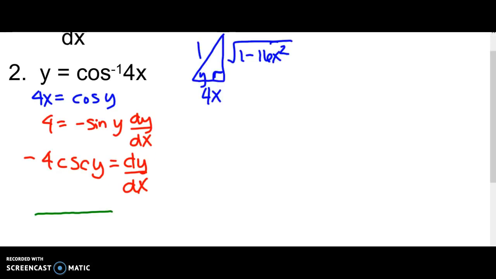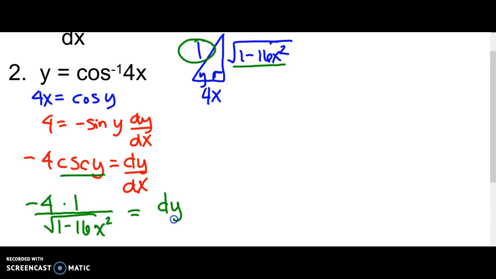I then drew the triangle that went with the original regular non-derivatized, fake word, function. And now I'm going to have -4 in my numerator. And the cosecant, well, that is the sine as a reciprocal. Sine would be opposite over hypotenuse. So I'm going to put hypotenuse over opposite. So I'm going to say dy dx equals -4 over the square root quantity.